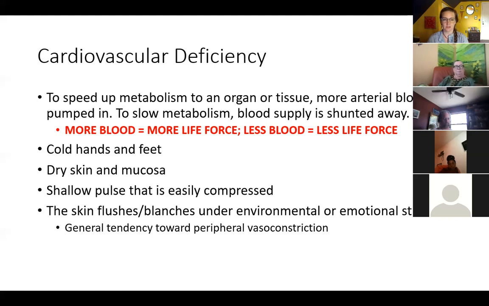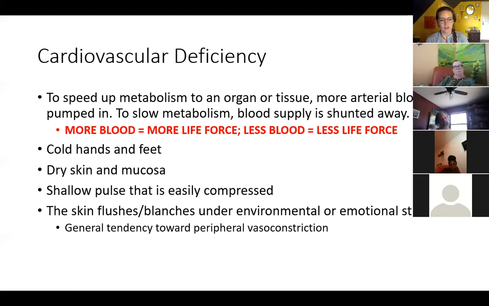That would be cardiovascular deficiency. The skin flushes and blanches, really changes colors under environmental or emotional stress. And as a symptom, I wouldn't say that's cardiovascular deficiency, because I'm generally too yin of a person sometimes, and so maybe I'm identifying overly with all these deficiency things, but I think that can also just happen because of environmental and emotional stress too. That's my point there, is that sometimes that just happens.